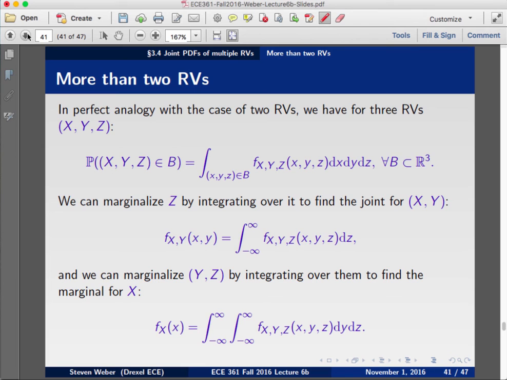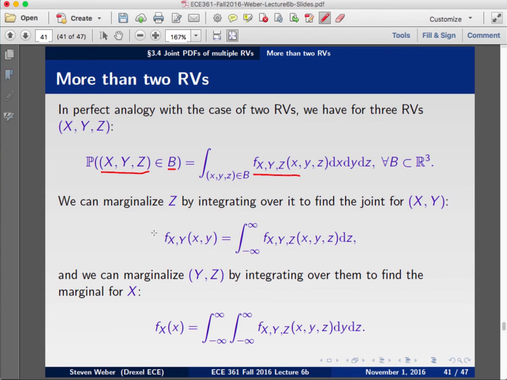Suppose we have three, and we'll call them X, Y, and Z. We say that X, Y, and Z are jointly continuous with probability density function f sub X, Y, Z if they have the following property: if I choose any B, which is a subset of R cubed, the domain in which X, Y, and Z live, then the probability that that triple of random variables takes a point anywhere in that subset B can be evaluated using the joint PDF by integrating that joint PDF over all possible tuples x, y, and z in that set.